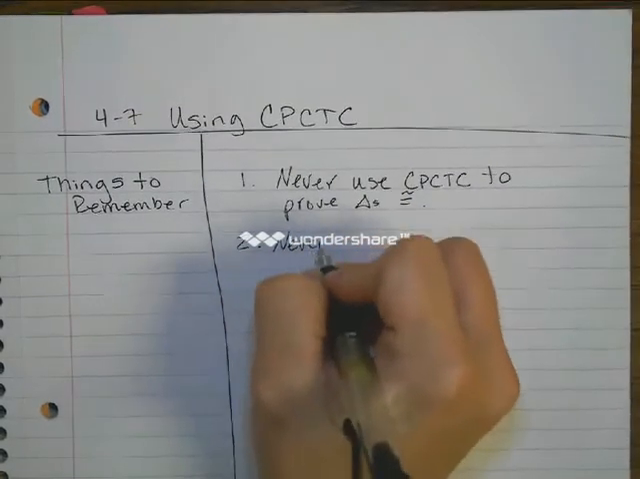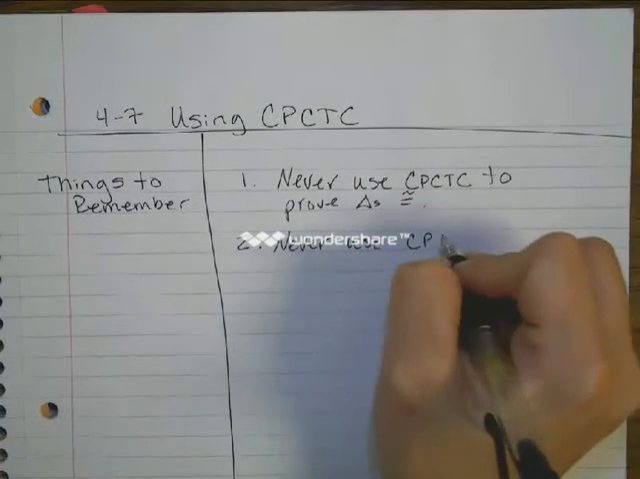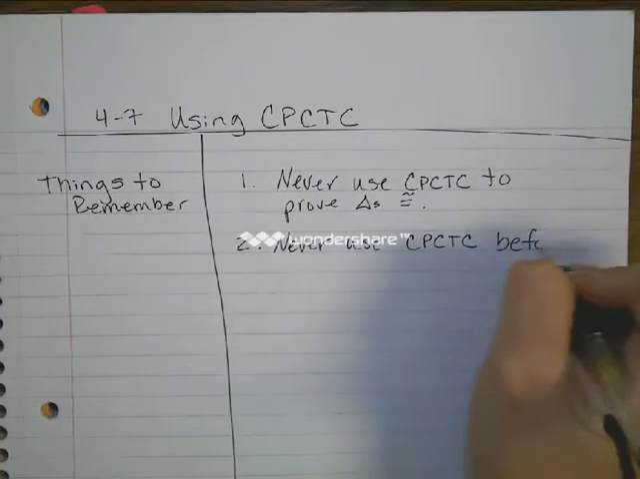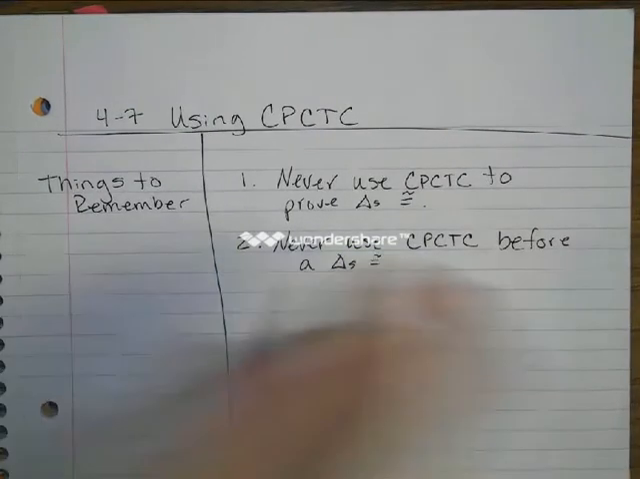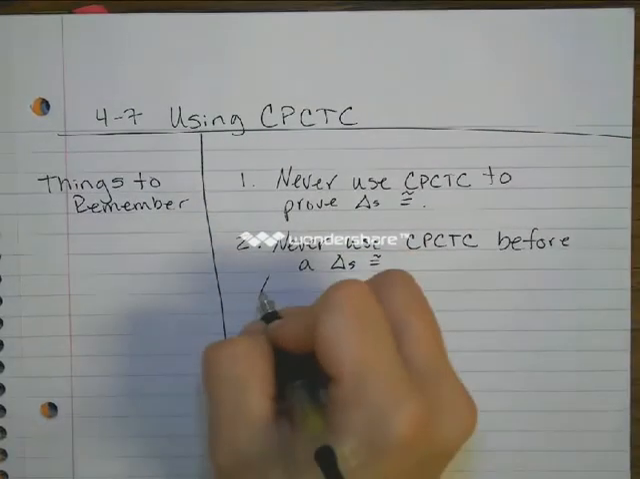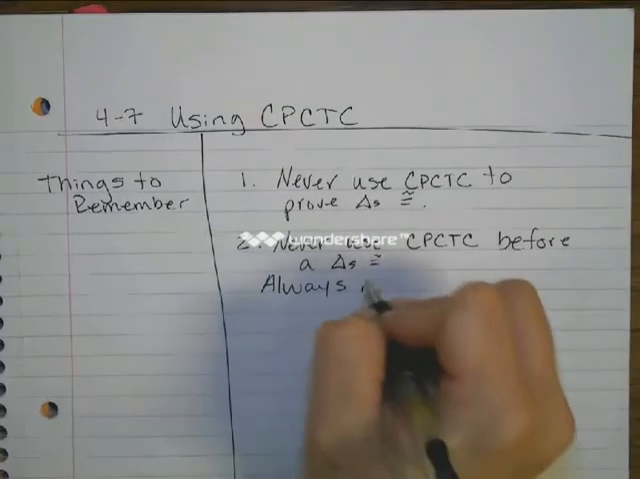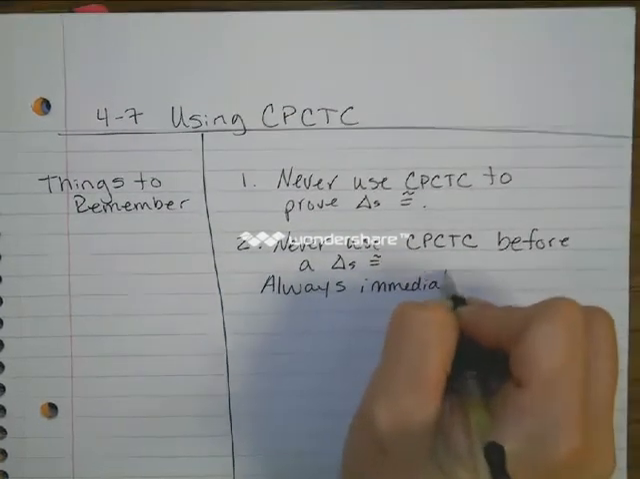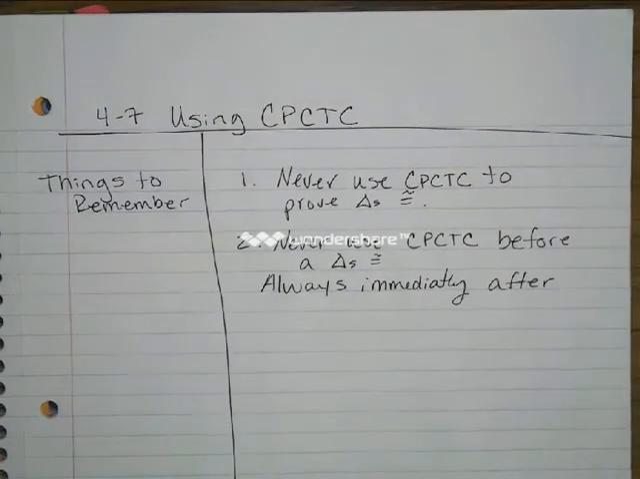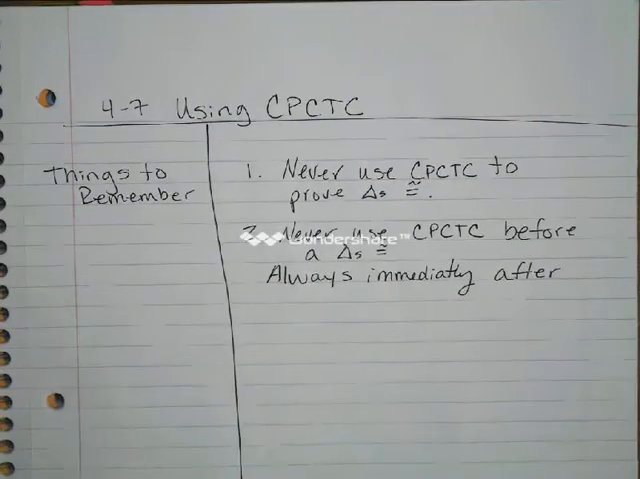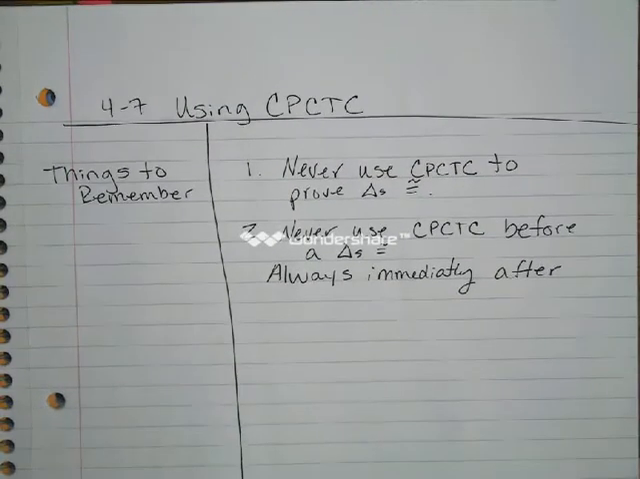Never use CPCTC before a triangle congruence theorem. It always comes immediately after. Go back and review 4-5 notes if you've forgotten this. You use a triangle congruence theorem to prove the triangles congruent, then its parts are congruent because of CPCTC. Remember that P stands for parts, and it always comes after one of the triangle congruence theorems. Okay?